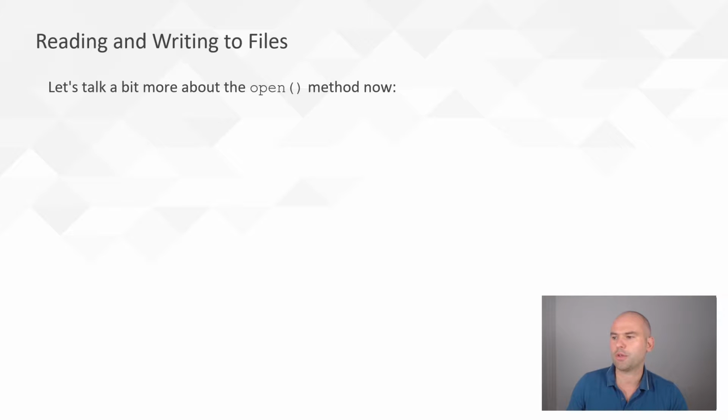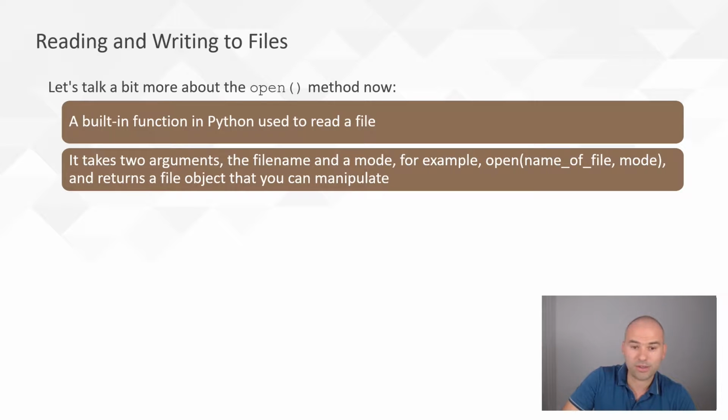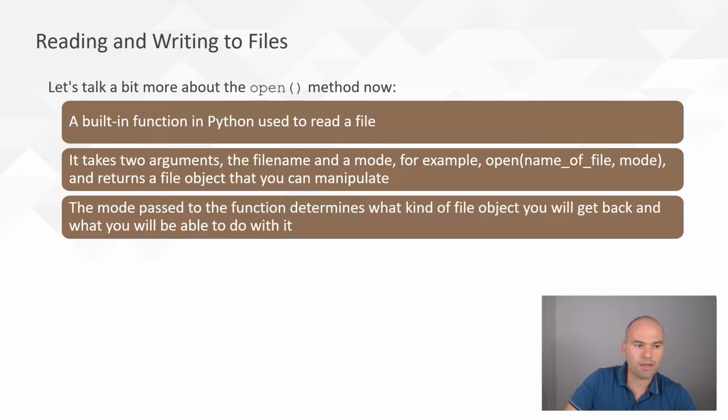I want to talk a little bit more about reading and writing to files, and I want to start with the open method. It's a built-in function in Python used to open a file. It takes two arguments. The first one is the file name, and the next one is the mode. The mode is passed to the function and it determines what kind of file object you will get back and what you'll be able to do with it.